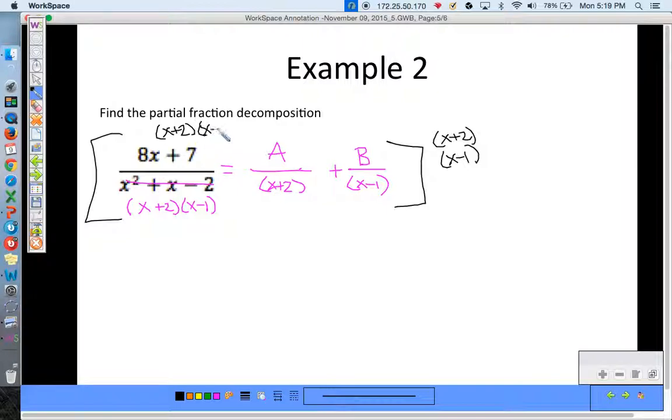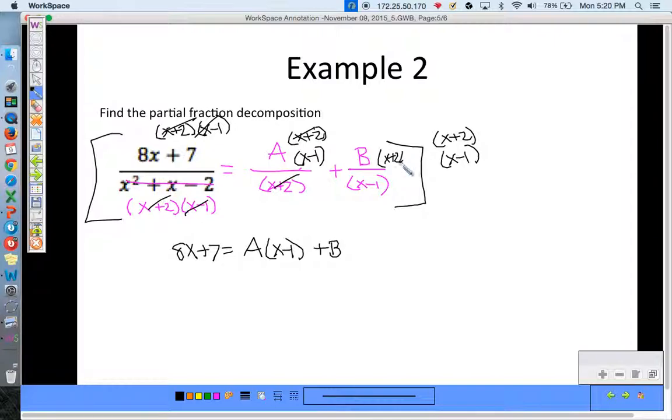So x plus 2 times x minus 1 here reduces to 1, reduces to 1. 8x plus 7 equals x plus 2 times x minus 1. A times x minus 1 plus b, let's see, x plus 2, x minus 1 times x plus 2. So now we'll find these a and b values. The a will go away when x equals 1. So we'll plug that in.